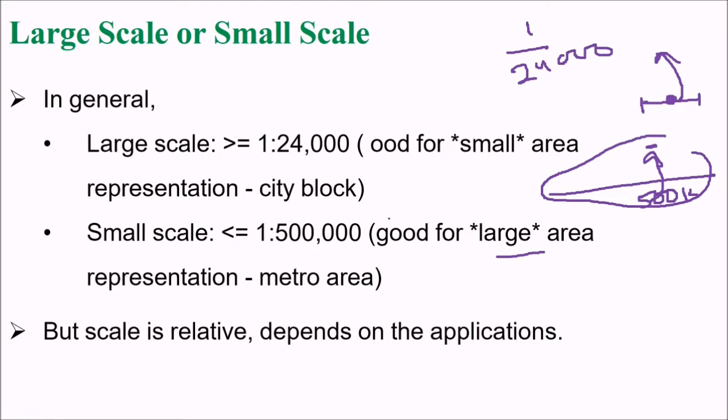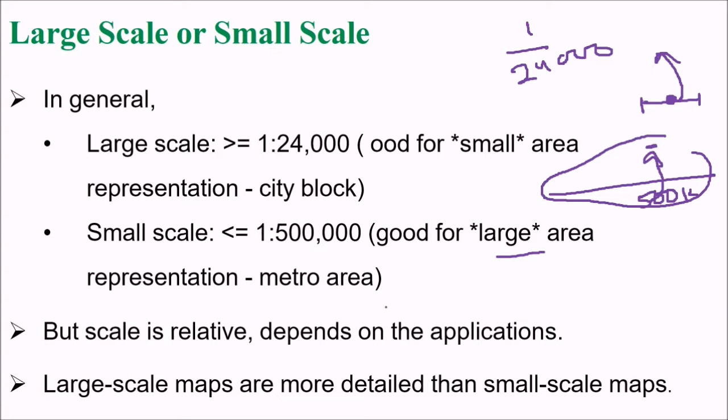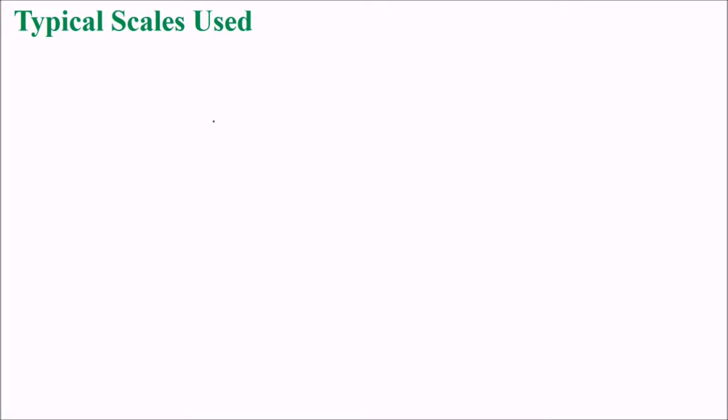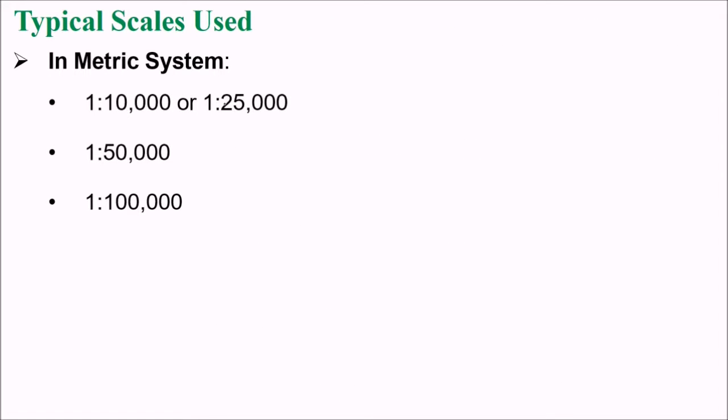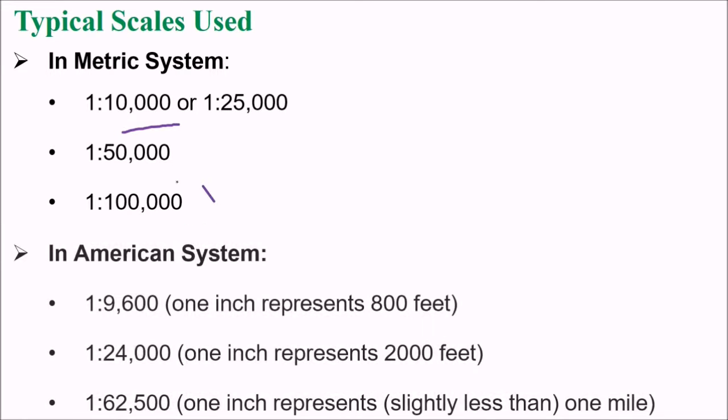Scale is relative and it depends on the application. So large scale maps are more detailed than the small scale map. So these are more detailed. They have a lot of information. And what are the scales we typically use? We use the metric system, like 1 is to 10,000, 1 is to 50,000, 1 is to 100,000, like this. In America, we generally use the inch factor, that is 1 inch per 800 feet, 1 inch per 2,000 feet, 1 inch per, say, 1 mile.